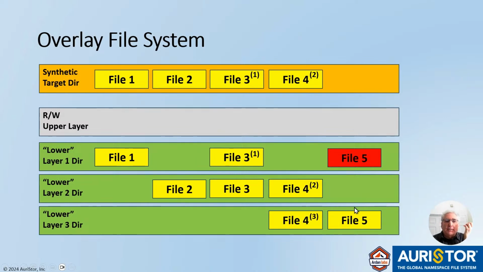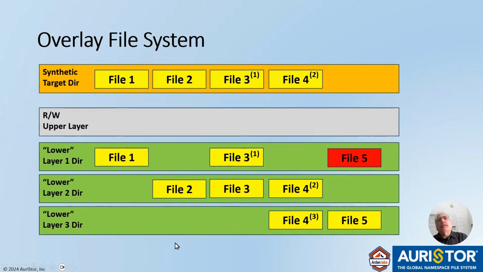Where an overlay file system is different than just straight overwriting, as an analogy, is if I had the file in layer 5 and deleted it, it would be missing. There's a way to signify that a file has been deleted from a layer. We'll go into that later.